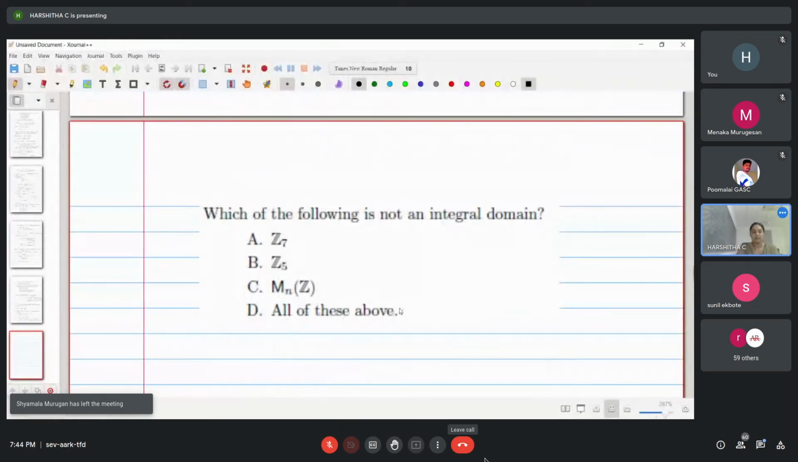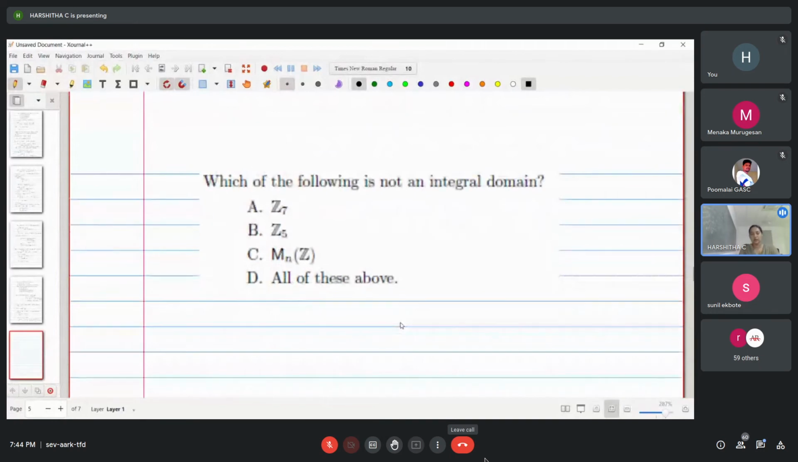Okay. So we'll move on to the next question. Here they give you a list of rings and ask which of these is an integral domain. If the operation is not given, these are standard rings, so we are supposed to know what the operations are. If you look at Z7 or Z5, what is it?